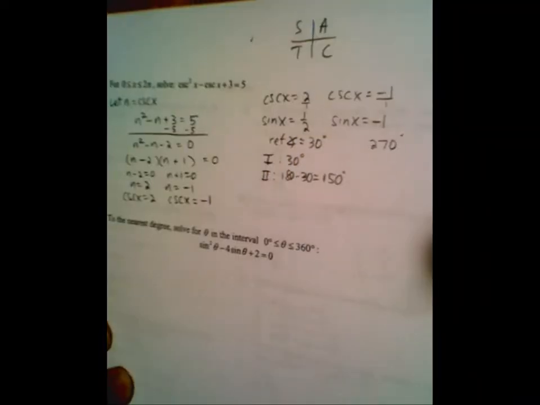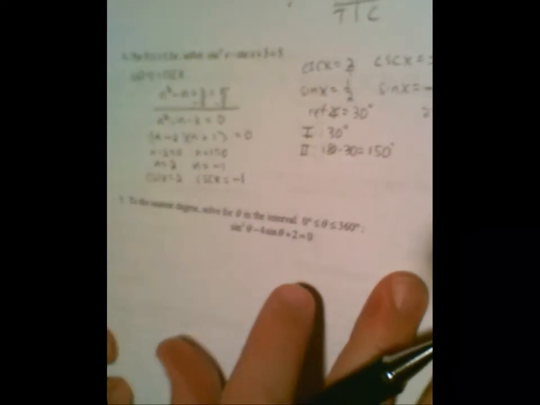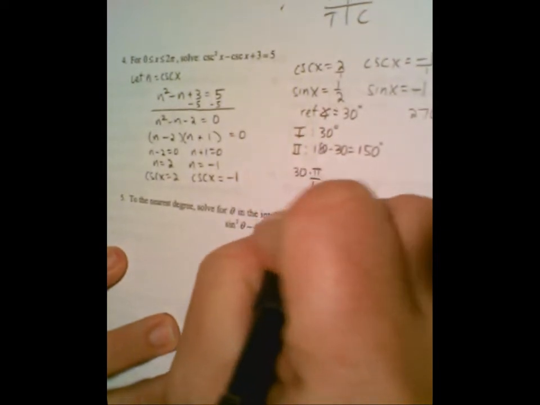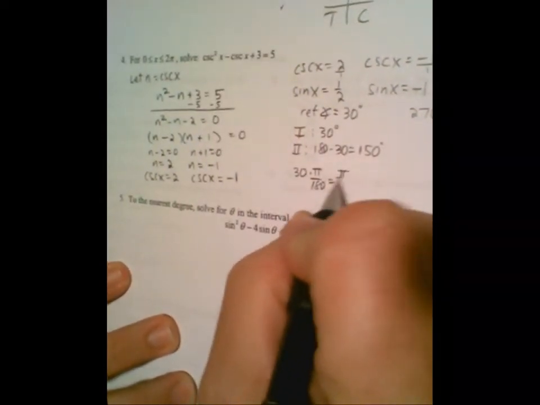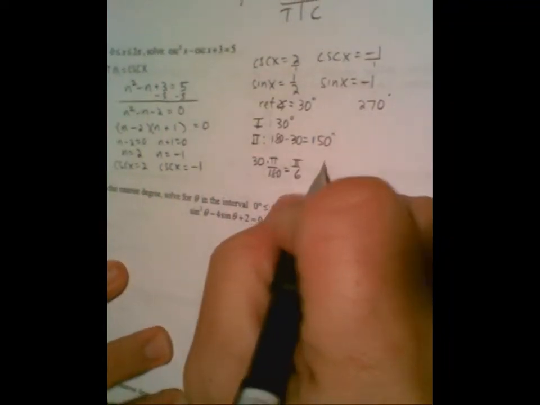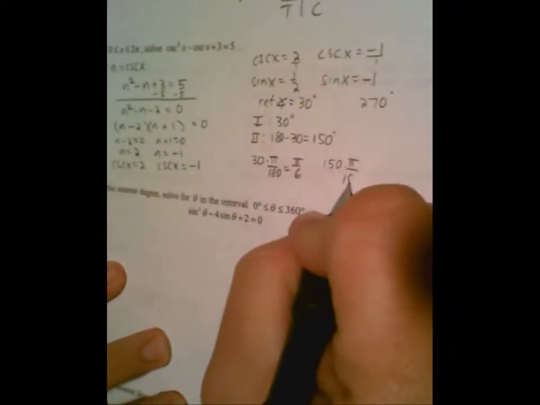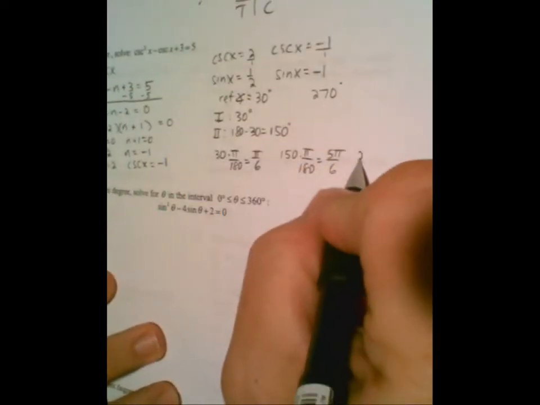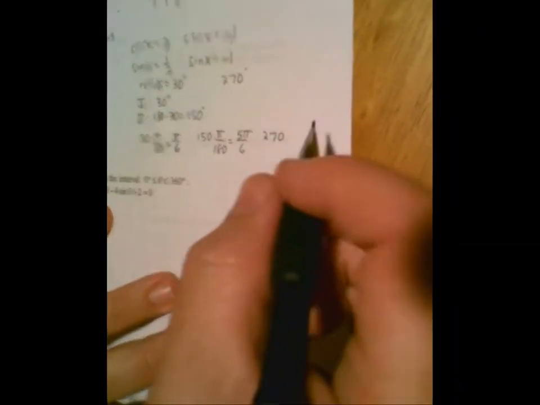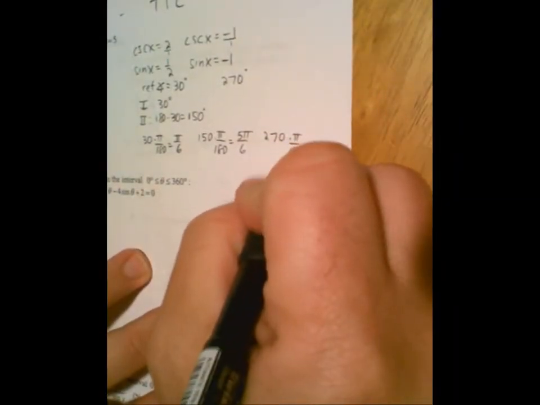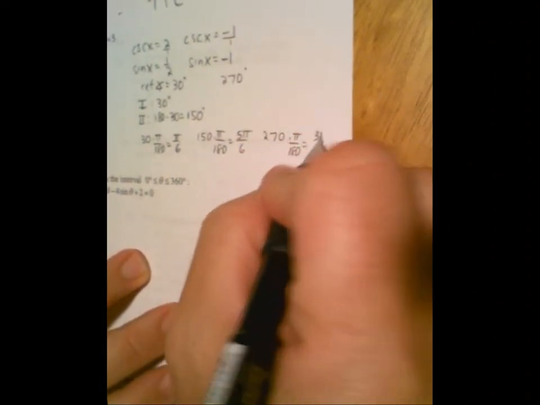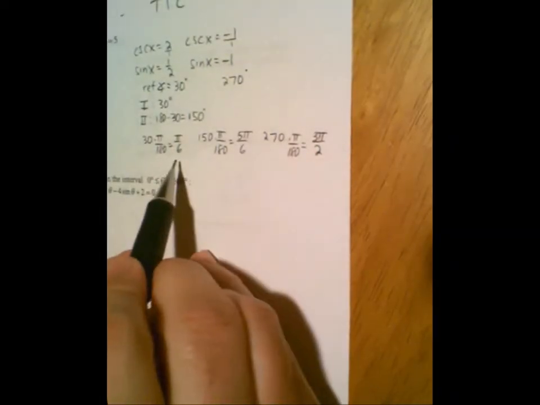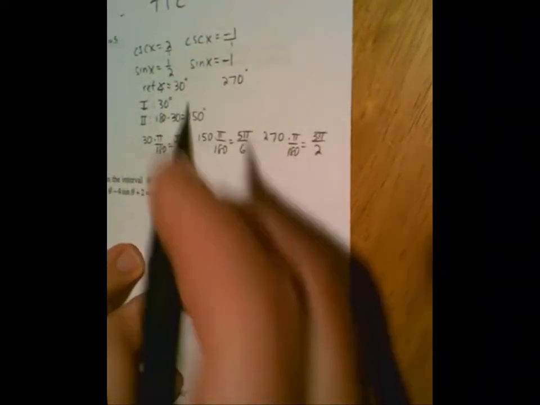But this question wants everything from 0 to 2 pi, so we really are not done yet. We cannot do that. So we have to convert all these answers. 30 times pi over 180 is pi over 6. 150 times pi over 180 is 5 pi over 6. And 270 times pi over 180 is 3 pi over 2. So the answer to this question is pi over 6, 5 pi over 6, and 3 pi over 2.